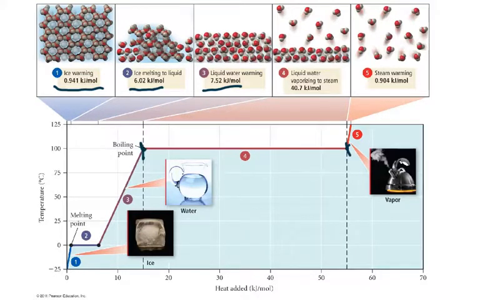And then boiling water, you can see, takes the most amount of heat because you have to break all of those hydrogen bonds. So that's going to take 40.7 kilojoules per mole. And then to warm steam up, there's 0.904 kilojoules per mole of energy required.